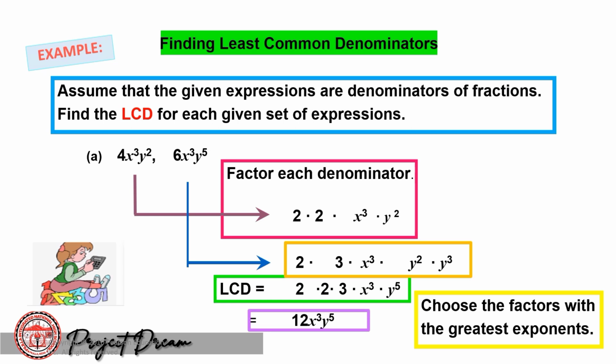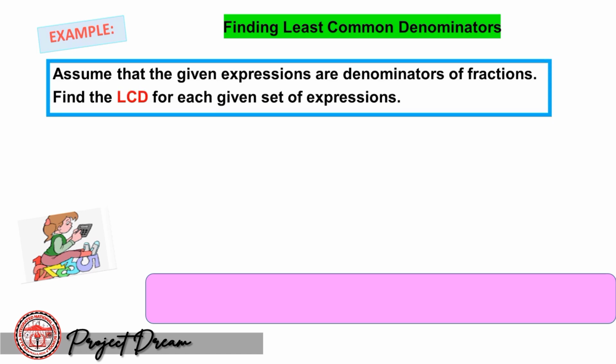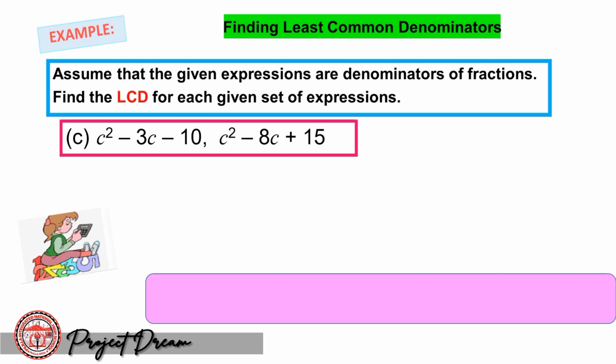Let us have another example. Assume that the given expressions are denominators of fractions. Find the LCD for each given set of expressions. c squared minus 3c minus 10 and c squared minus 8c plus 15.